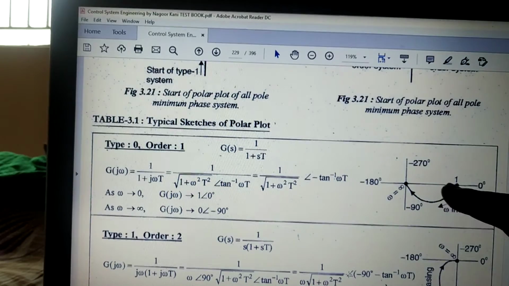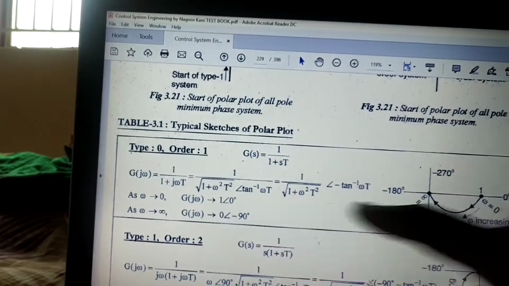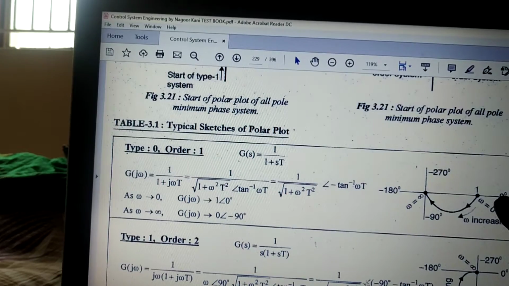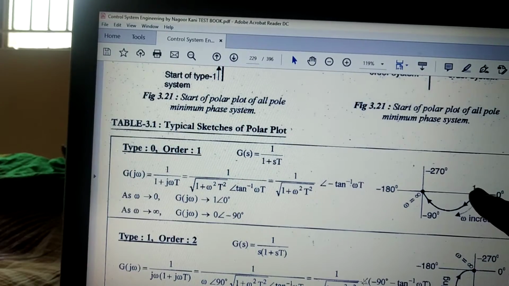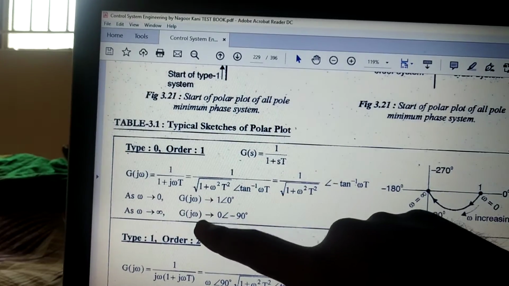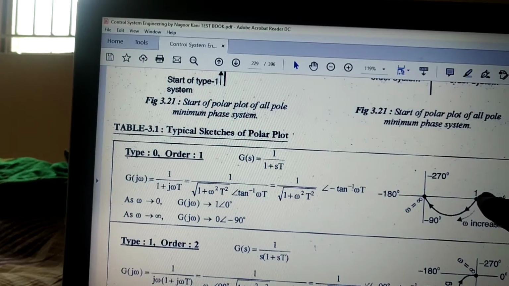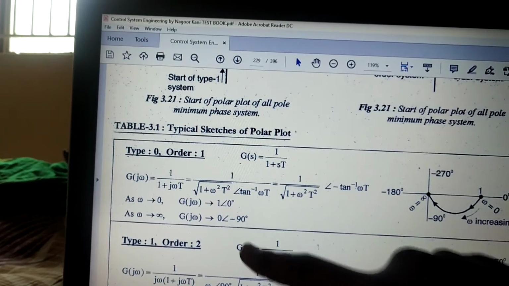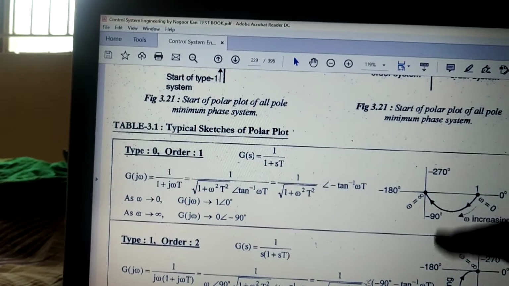So in the first condition, when omega is equal to 0, the value is 1 and the angle is 0 degrees. In the next condition, when omega is equal to infinity, the value moves to the center point, which is called infinity, so the magnitude is 0 and the angle is minus 90 degrees. So 0 degrees, minus 90, minus 180, minus 270. Here the angle is negative, so we take it in the clockwise direction. Negative means clockwise, positive means anti-clockwise.